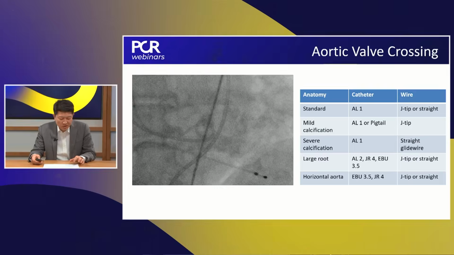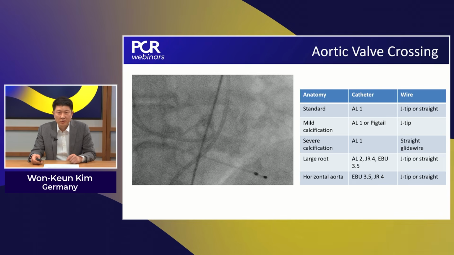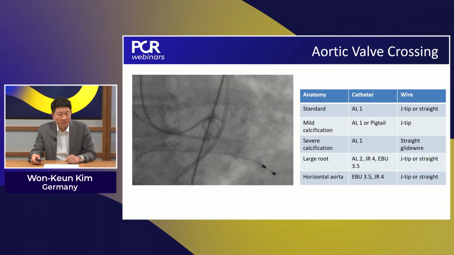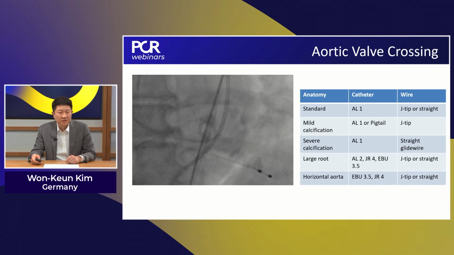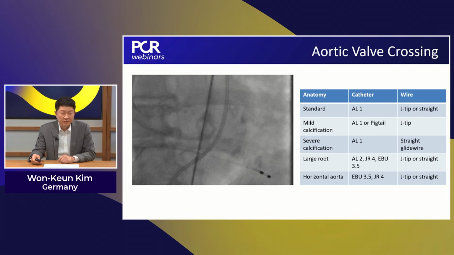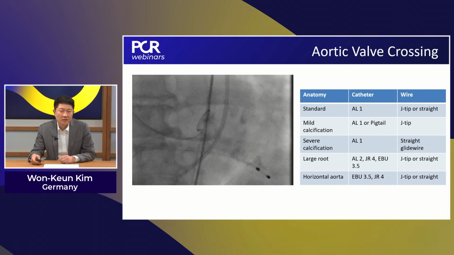So we touch upon the procedural challenges and how to approach this. Let's start with aortic valve crossing. You can see the video of how we did it in this case. You can see the horizontality or the verticality of the annulus plane. In this case, we used a regular AL1 and a J-tip wire.